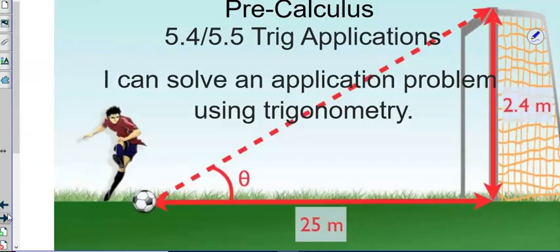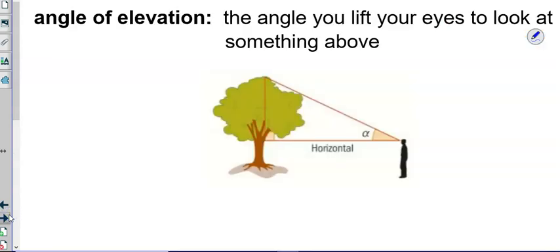Okay. Now we're going to jump into some application problems. So we are using the same stuff, using trigonometry still, but this time we're going to have some word problems. We're going to have to set up some of the triangles and solve from there. So just a couple little vocabulary words or little situations that come up. One of them is angle of elevation. Angle of elevation is pretty simple. It is what you think it is.